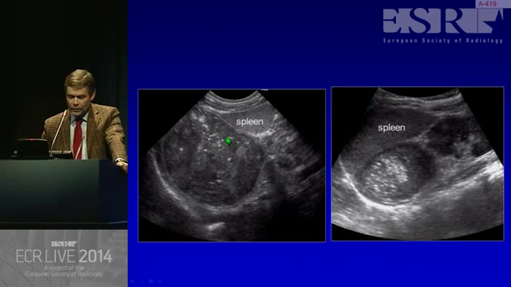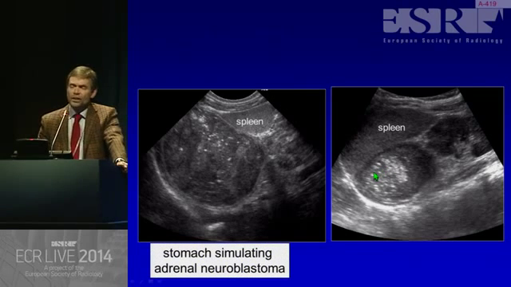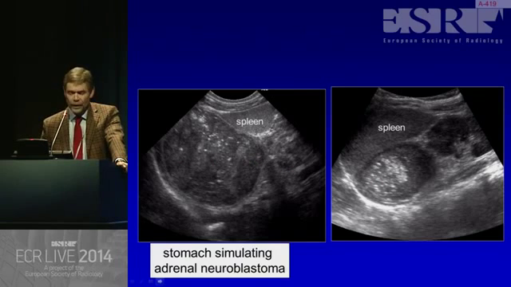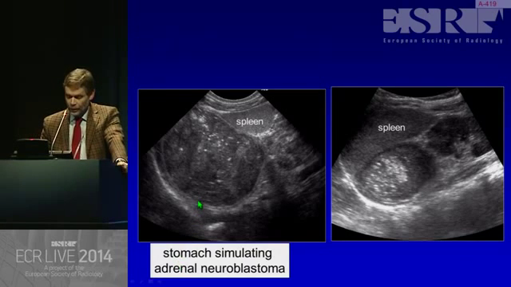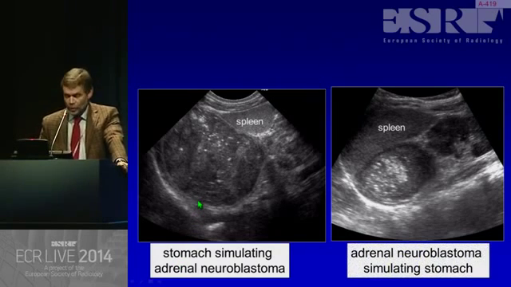And look at this. Is this a tumor at the side of the stomach? Because this is the spleen. And what's this? This is a stomach filled with inspissated milk in a normal child. It looks like this. This is a filled stomach after a feeding, simulating an adrenal neuroblastoma. And this is an adrenal neuroblastoma simulating the stomach. So, a normal variant that simulates disease, and a disease that may simulate a normal variant.